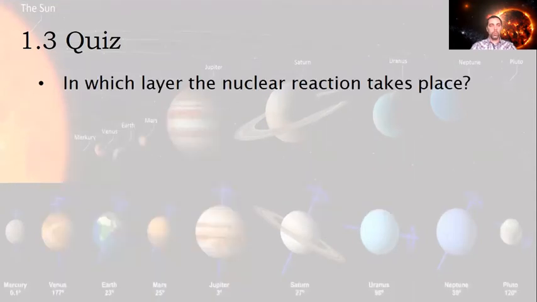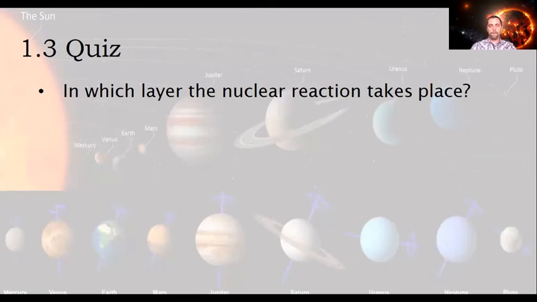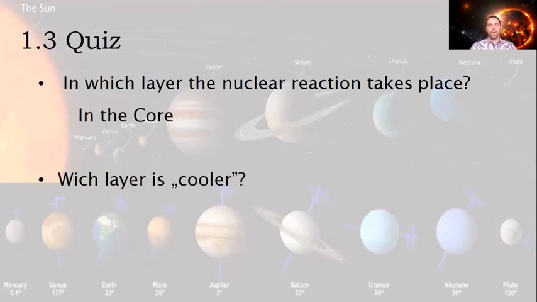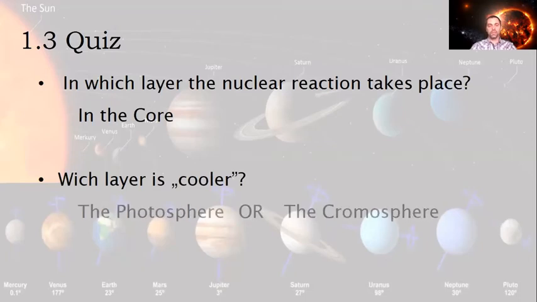The second question: in which layer does the nuclear reaction take place? It's quite easy. We mentioned many times before that it is in the core. And the last question: which layer is cooler, the photosphere or the chromosphere? It is the photosphere, of course.